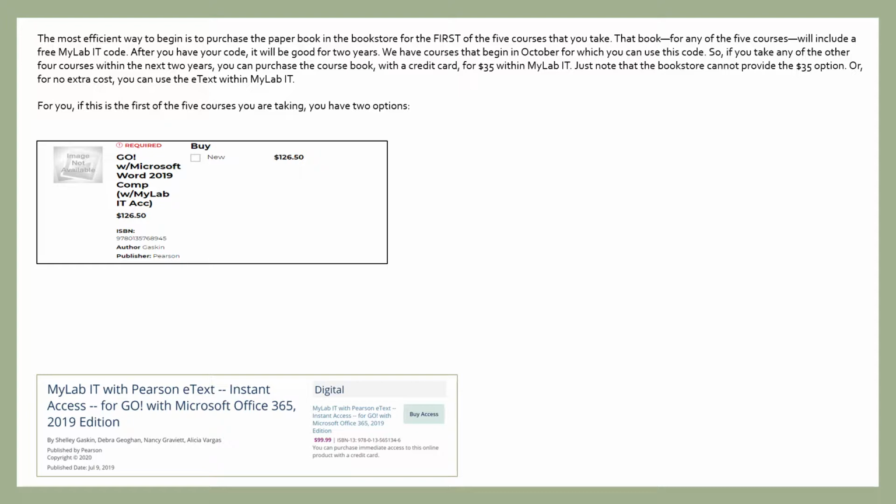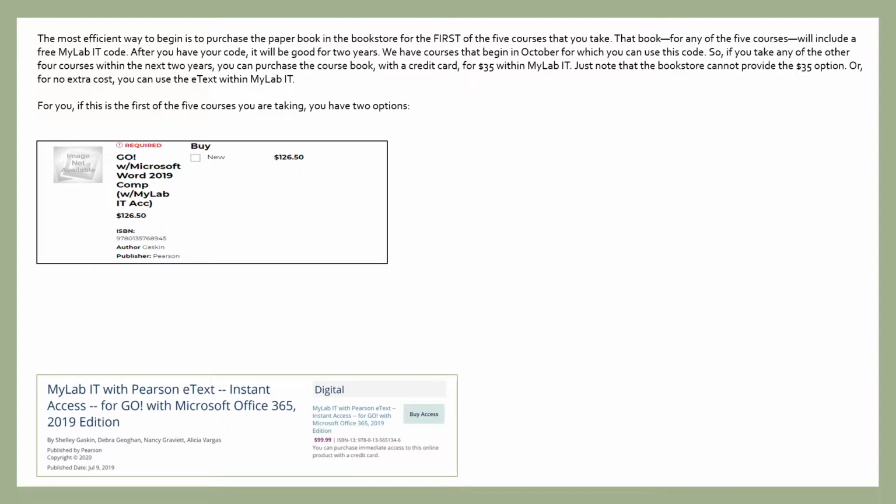So if you take any of the other 4 courses within the next 2 years, you can purchase the course book with a credit card for $35 within MyLab. Just note that the bookstore cannot provide the $35 option. Or, for no extra cost, you can use the e-text within MyLab IT.